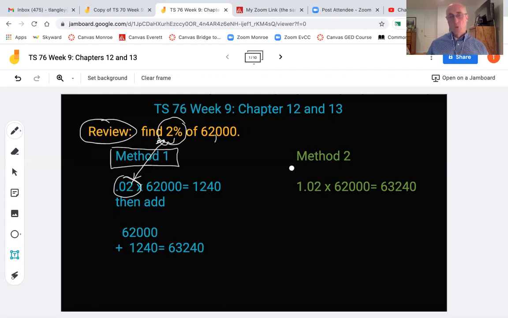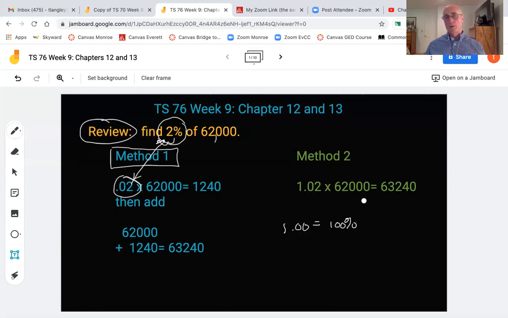Now, method number two is to just think up front a little bit about, we got a 2% increase, so in a sense, that's 102%. Now, why did I say that? Because if I had a 2% increase of this amount, 1.00 equals 100%. That's 100% of the 62,000. So if I had two more percentages added to 1.00, I get 1.02.